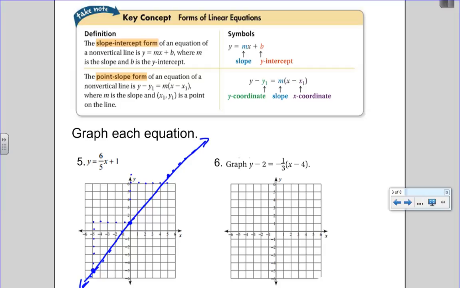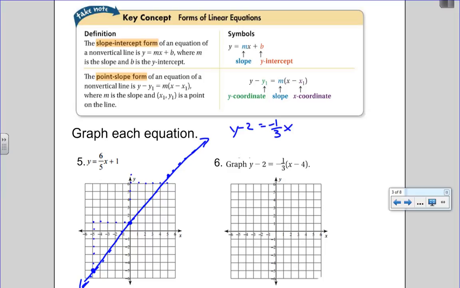That line should have been straight. Alright, this one is in point-slope form. It's difficult to graph out of point-slope form, so let's solve for it. We have y minus 2 equals negative 1/3 x.